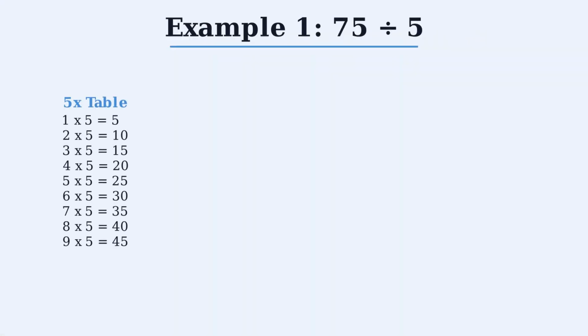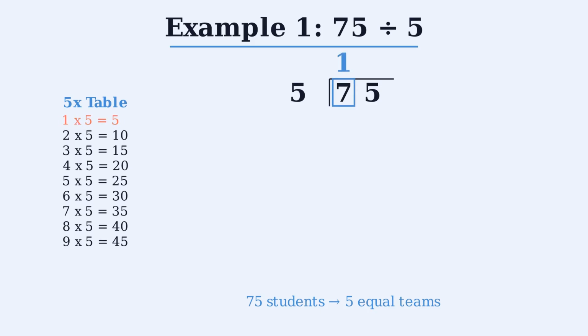Let's start with 75 divided by 5. Imagine 75 students lining up for 5 equal teams at a school field day. How many kids on each team? We'll use our 4 steps. First, look at the first digit of 75. That's 7. How many times does 5 go into 7? Once. So we write 1 on top.